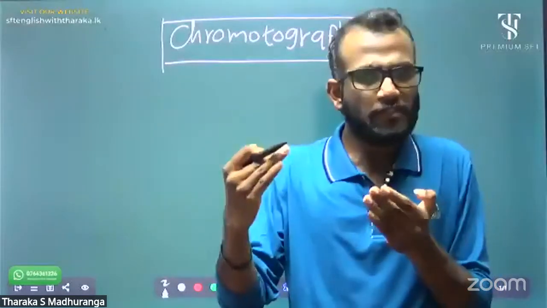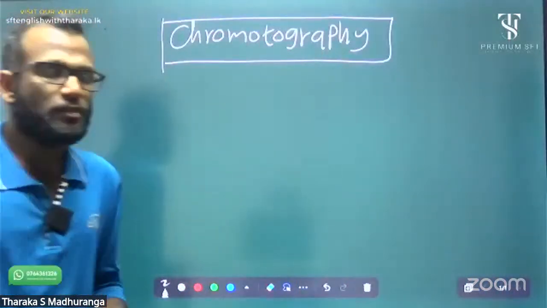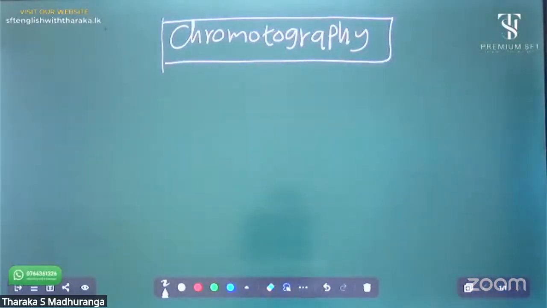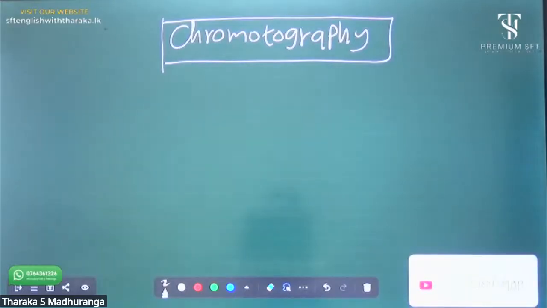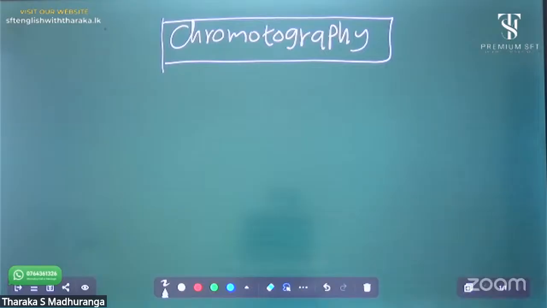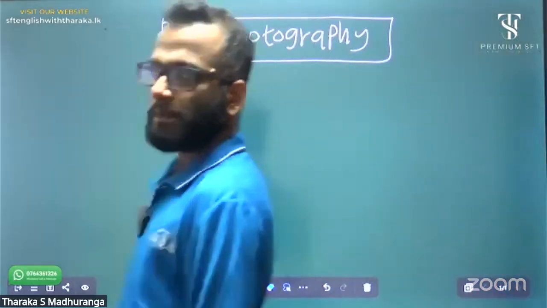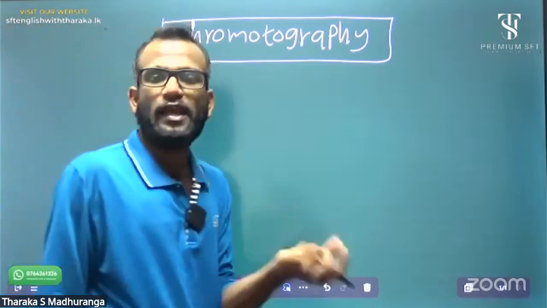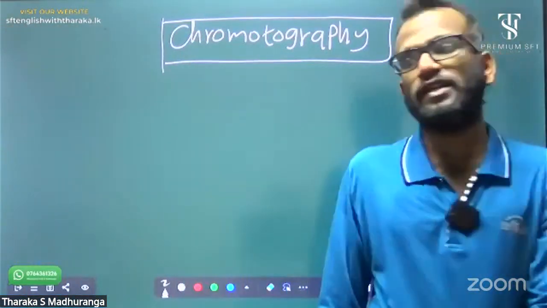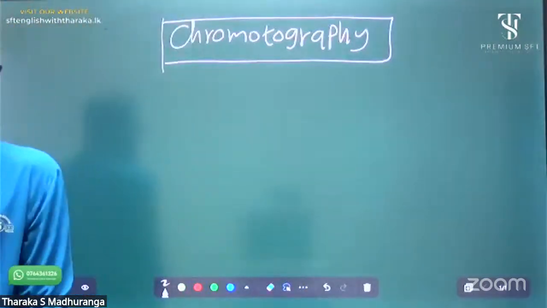Last week we discussed extraction methods. What are the types of extraction methods? Names. What is the first one? Solvent extraction. Solvent extraction again has two types: simple solvent extraction, that means the batch method, and the continuous method that we call Soxhlet extraction. Good. What else?